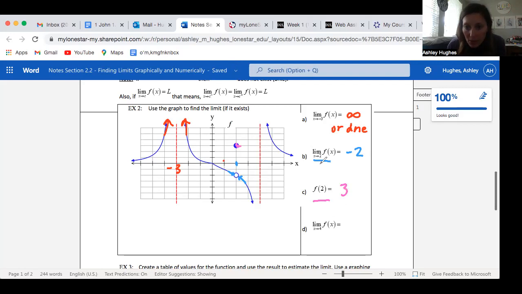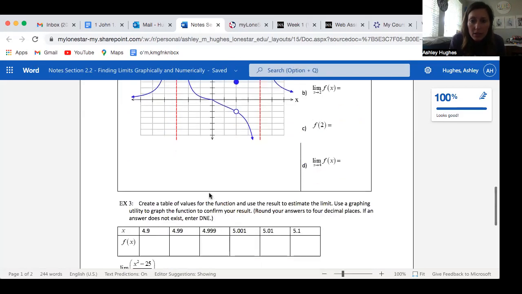The limit as x approaches 4: 1, 2, 3, 4. Here I am at 4. Now notice this one's going down and this one's going up. So we have one going to -infinity and one going to +infinity. So I'm just going to write does not exist. Okay, so that's another example with the infinity included. Now I'm going to clear these drawings and move down.